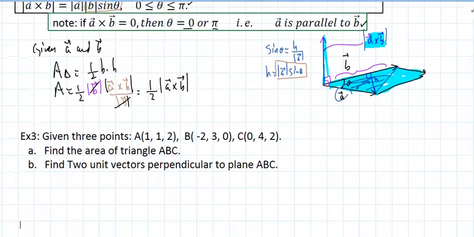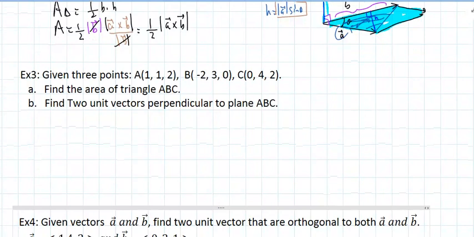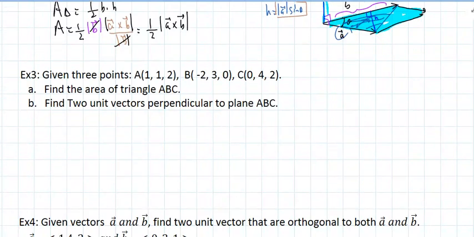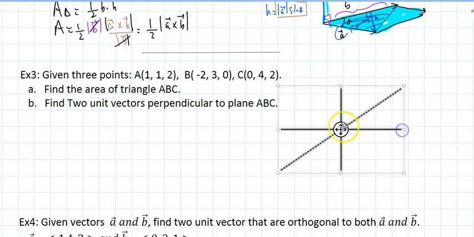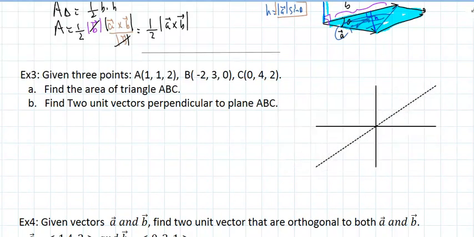So, last example I have, two more. This and one more. The last one is a bonus. I know you like those. Given 3 points, again, graphing those is really not the point, but you'll notice in 3D it's kind of hard to visualize unless you're doing the graphing. 1, 1, 2, that's 1 point, that's A. -2, 3, 0, and 0, 4, 2.